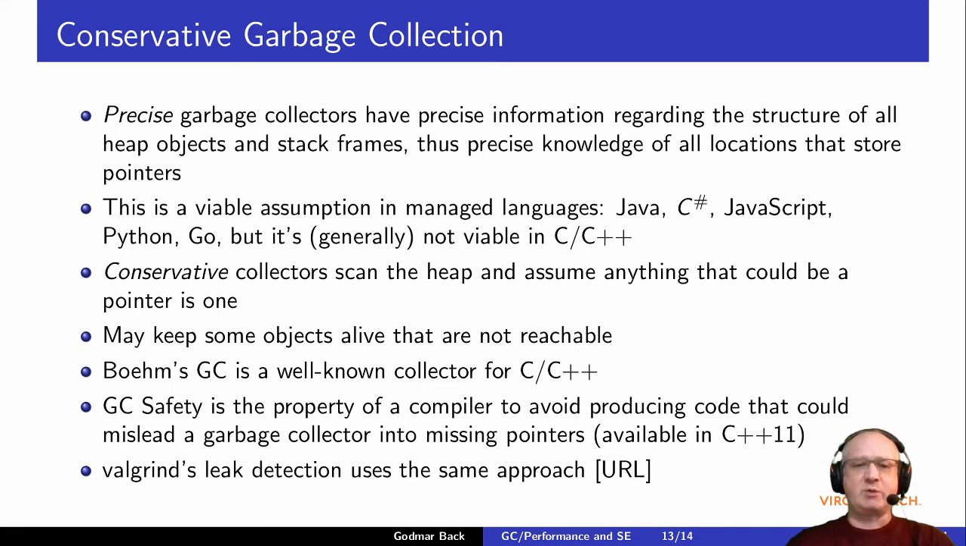Hans Böhm's conservative garbage collector is one of the first systems to use this idea. It's been around for a long time. And as part of the C++11 standardization effort, he led a group that defined precise conditions for compilers to avoid inadvertently producing code that would trip up such a garbage collector. So the compiler still doesn't have to produce information about exactly where things are, but it must avoid producing code that would lead even a conservative garbage collector to miss pointers.